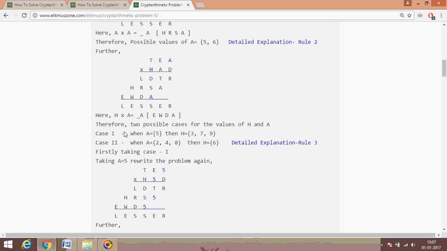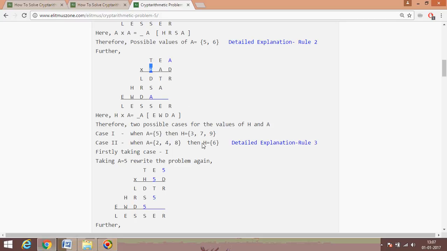Now going to case 2. Suppose you take the possible values of A as 2, 4, 6, 8 and H is equal to 6. Let me explain this. You are taking H is equal to 6 and A is equal to 2. 6 cross 2 is 12, the last digit is coming as 2. So A is equal to 2 and H is equal to 6.